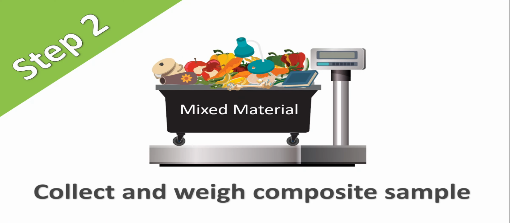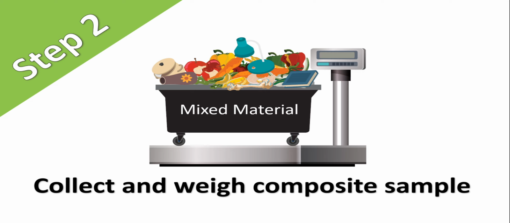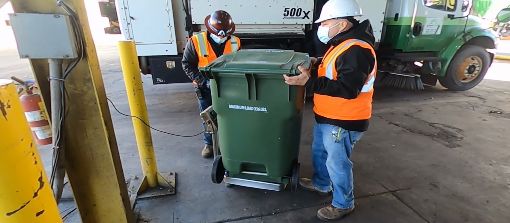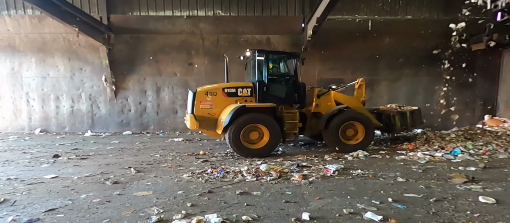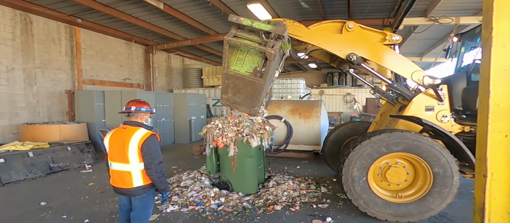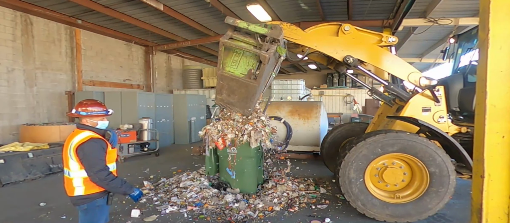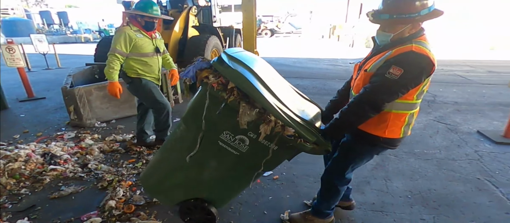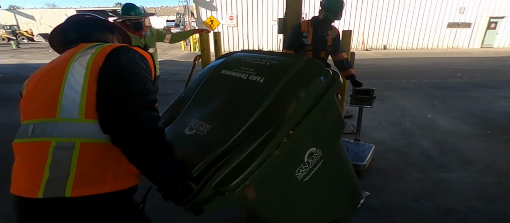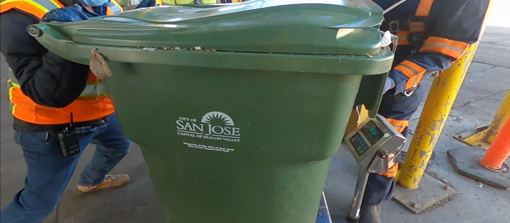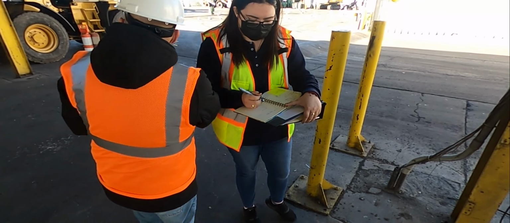Step 2, the operator will collect and weigh a composite sample. Composite samples must weigh at least 200 pounds and be random and representative of a typical operating day. So in this case, the operator sampled from different parts of the pile and different times throughout the operating day in order to obtain a nice representative sample of mixed material. Once that sample was collected, the operator weighed the sample and recorded the final weight, ensuring that it was at least 200 pounds or more.